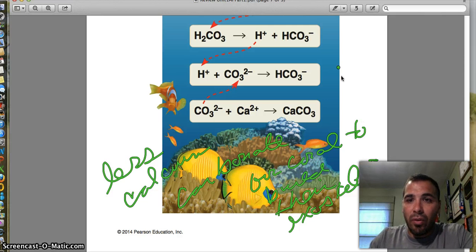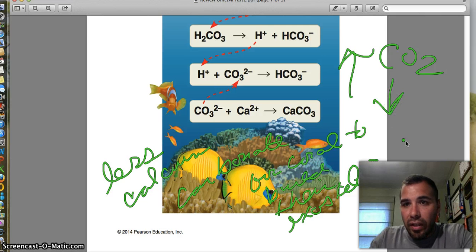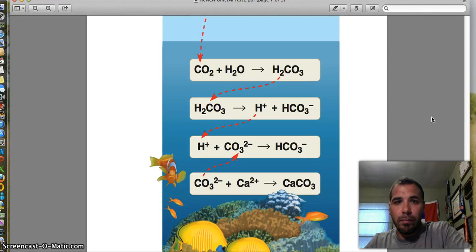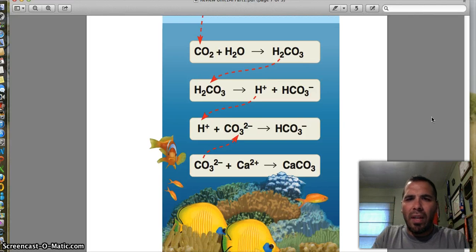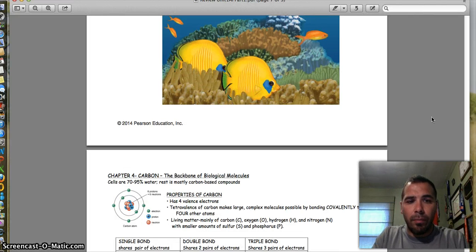So the fact that we have this increase of CO2 leads to a decrease in coral because of this whole process here. So I hope that made sense. And if it's something you don't understand, we'll review it.